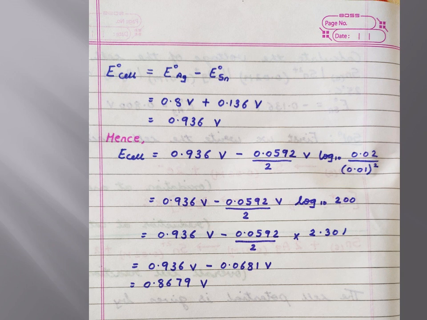So over here, when you simplify it, you get 0.936 volt minus 0.0681 volt. So the answer is E cell is equal to 0.8679 volt. So my dear students, the voltage of the cell is 0.8679 volt. Always remember students, the E cell value should be written in volts. Please remember the units.